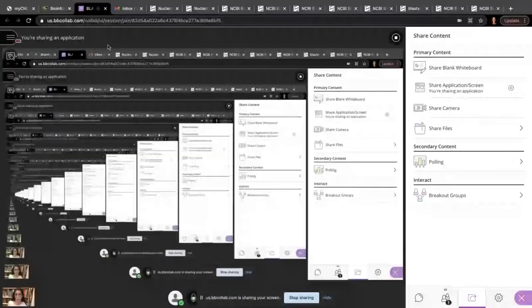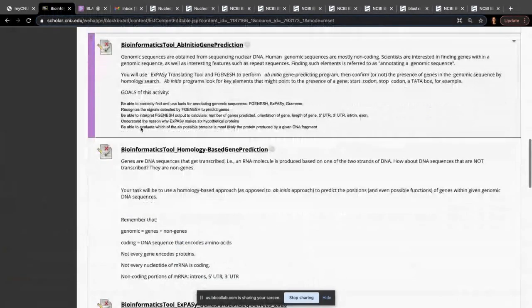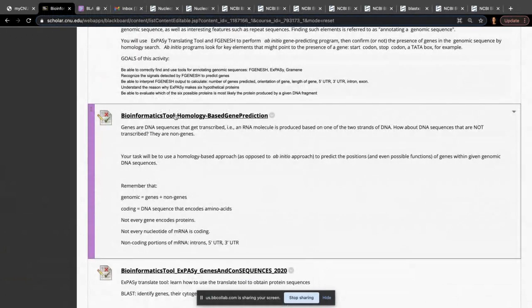So let's go through question 1 of BLAST Day 2. I'll share the screen with you. This is the Day 2 BLAST that we're doing, homology-based gene prediction.